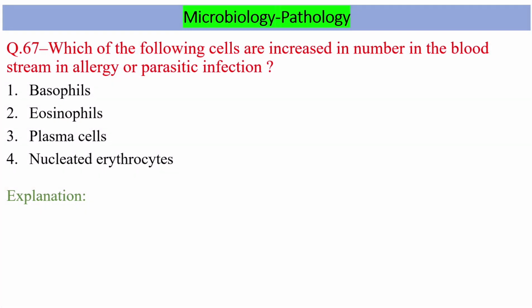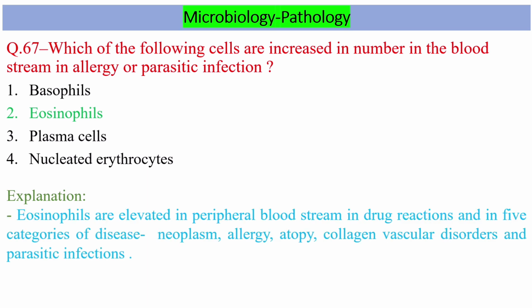Which of the following cells are increased in number in the blood stream in allergy or parasitic infections? Basophils, eosinophils, plasma cells, nucleated erythrocytes. Correct option is eosinophils. Eosinophils are elevated in peripheral blood stream in drug reactions and in 5 categories of disease: neoplasm, allergy, atopy, collagen vascular disorder, and parasitic infections.